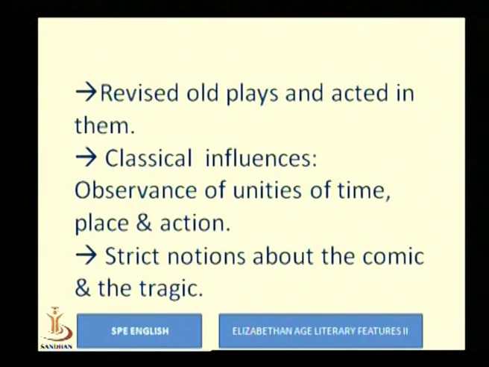They observed the unity of time, place, and action as per the classical norms. They had a clear notion about what they were writing, and they strictly adhered to these norms. Either they would be clearly writing a comedy or a tragedy, because according to the classical norms there were set traditions and fixed rules, and these rules were very much followed by these writers.